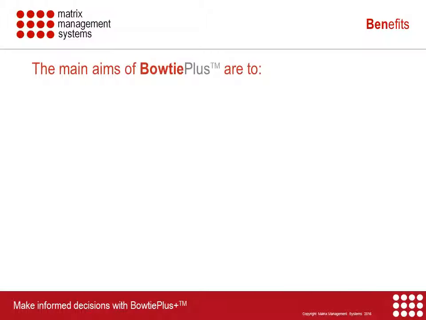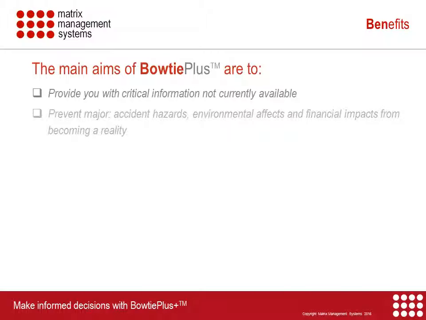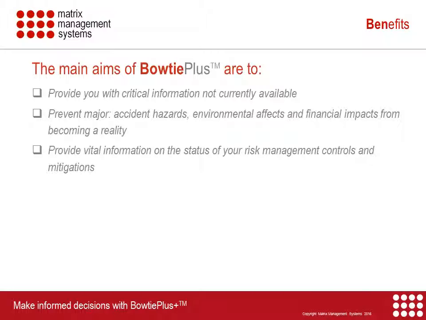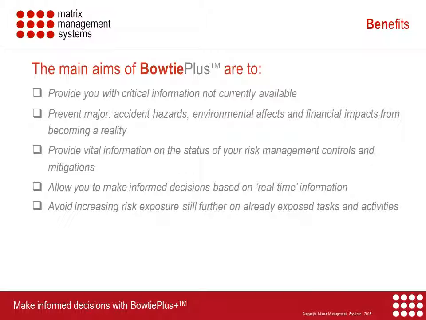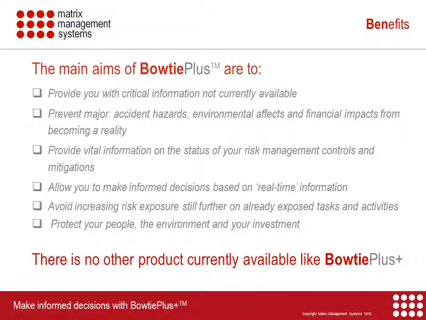The main aims of BowtiePlus are to provide you with critical information not currently available, prevent major accident hazards, environmental effects and financial impacts from becoming a reality, provide vital information on the status of your risk management controls and mitigations, allow you to make informed decisions based on real-time information, avoid increasing risk exposure still further on already exposed tasks and activities, protect your people, the environment and your investment. There is no other product currently available like BowtiePlus.